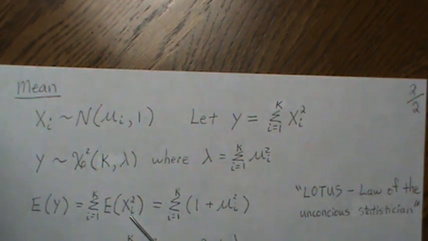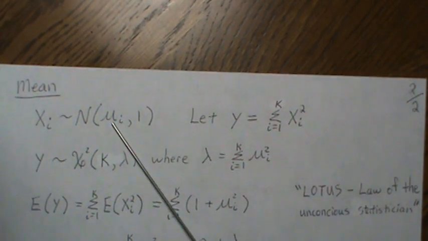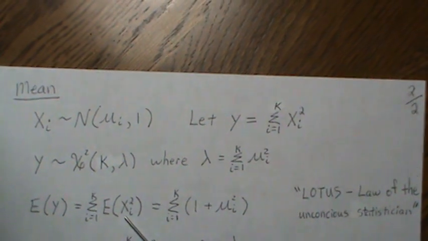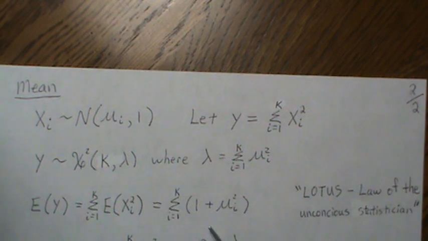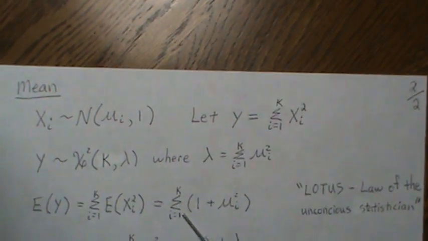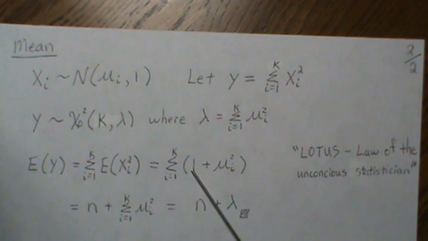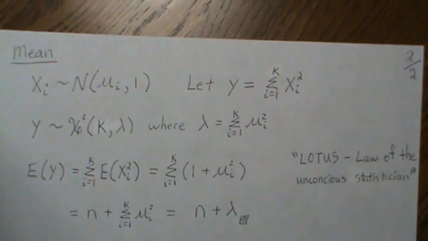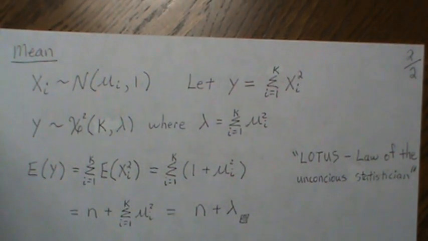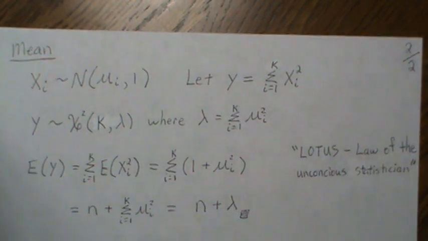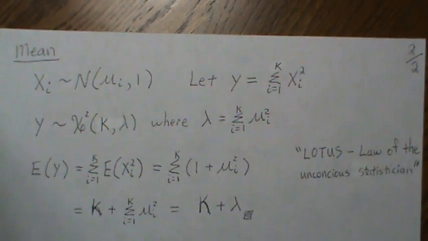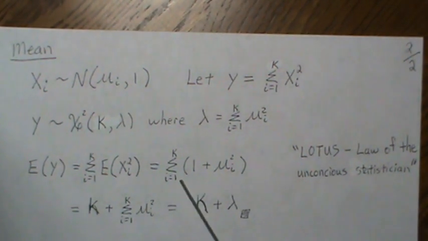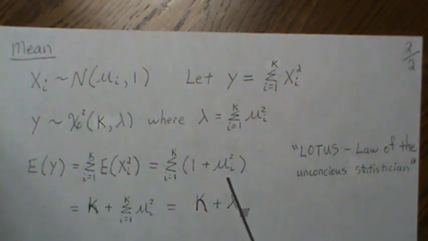Well, these xi are normal. So the expected value of xi squared is the variance plus the mean squared, which is this. So now we sum over this, there's k ones, and then lambda. Yep, because we're going from 1 to k, and the sum of the mu i squareds is what we call lambda.